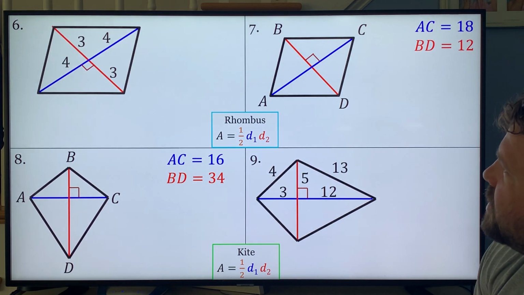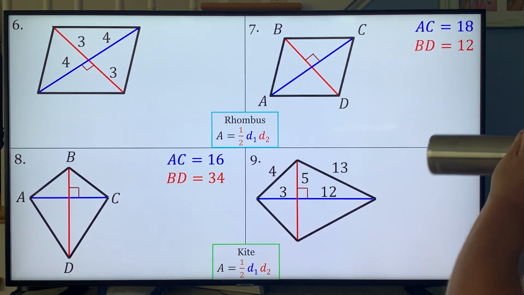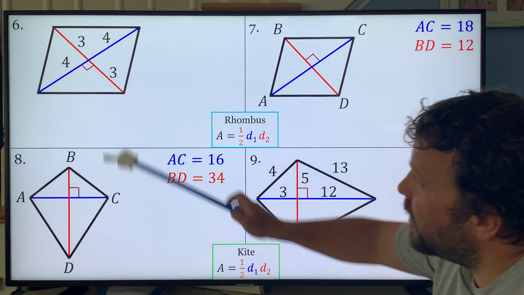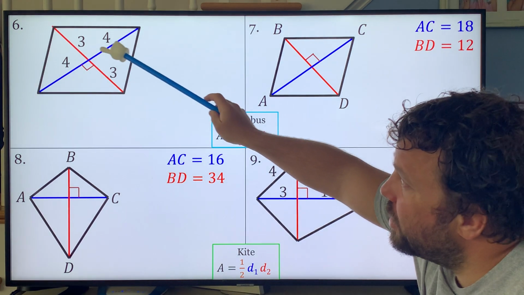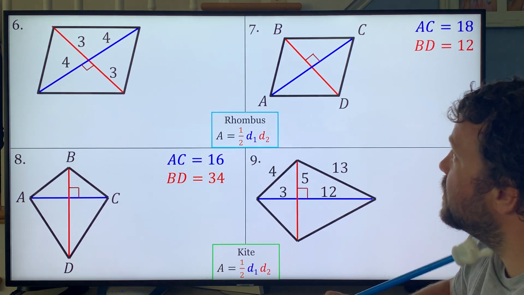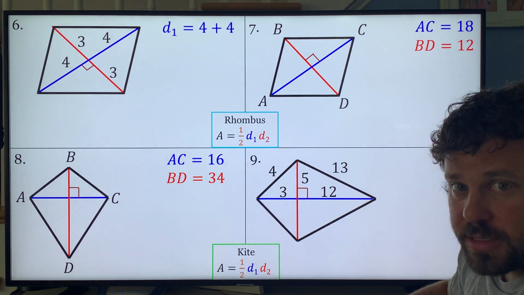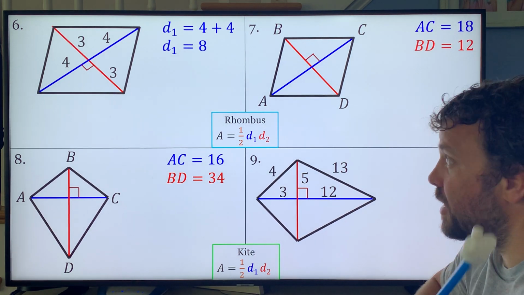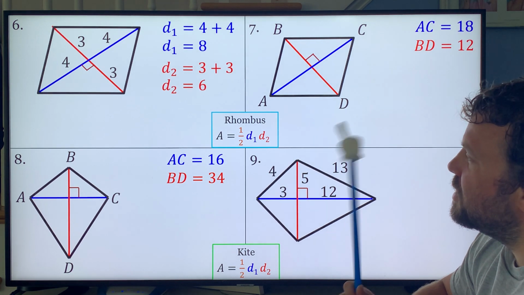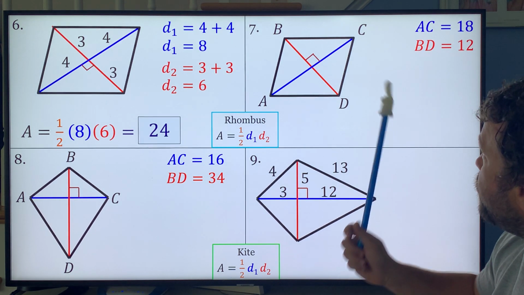All right, problems 6, 7, 8, 9. You guys are going to do on your own. And go. Let's look. You want the whole diagonal since each one of these is 4. Each one of these is 3. That means it's a rhombus because it's bisecting and there's a right angle in the middle. So what do we have here? 4 plus 4 is 8. Very difficult problem. 3 plus 3, almost as difficult, is 6. So half of 8 times 6, 4 times 6 is 24.